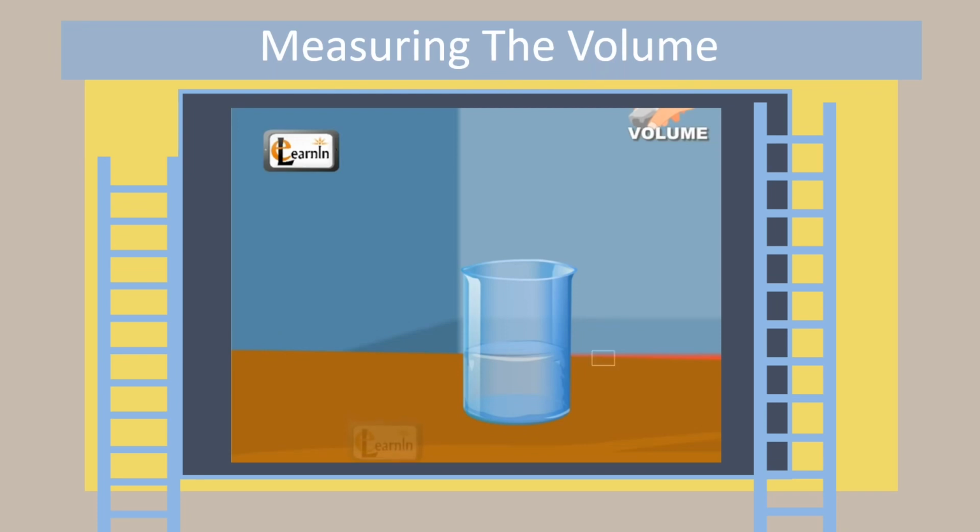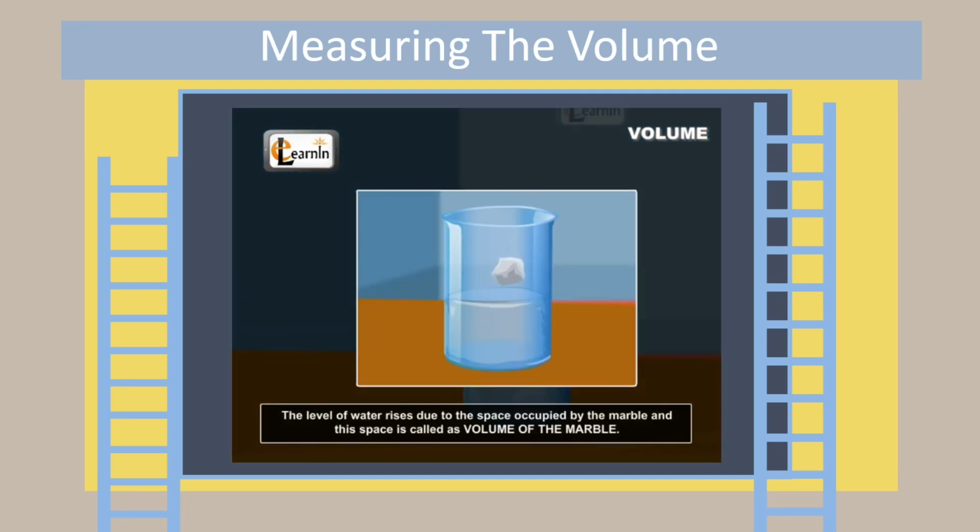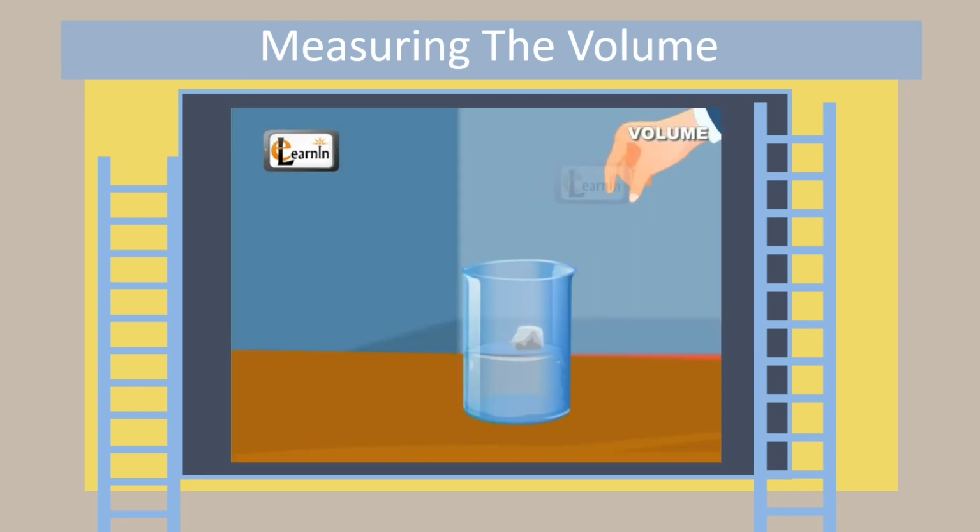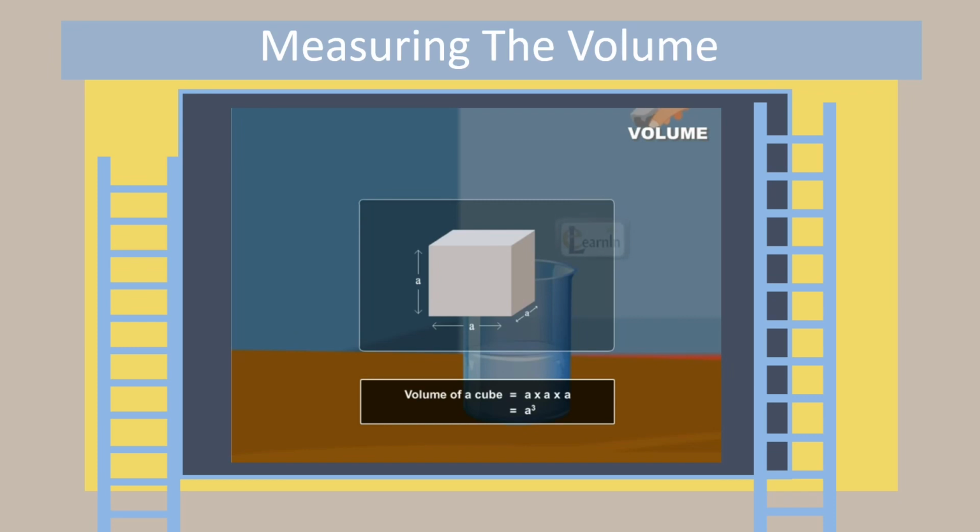Fill the measuring jar with water up to a level and then place a marble inside it. The level of water rises a little. This is due to the space occupied by the marble, and this space is called the volume of the marble. In a similar manner, the volume of several objects can be found. For example, volume of a cube is equal to A into A into A, which is equal to A cubed.